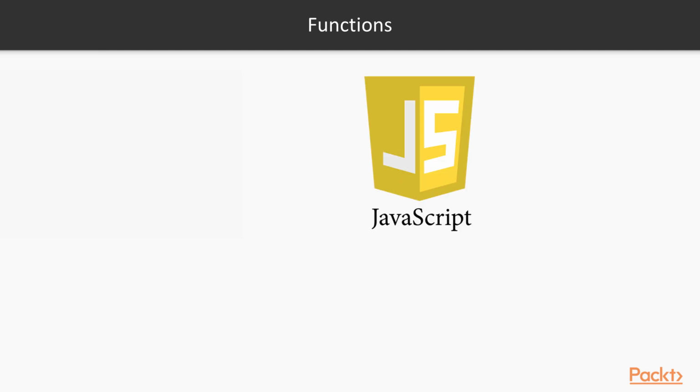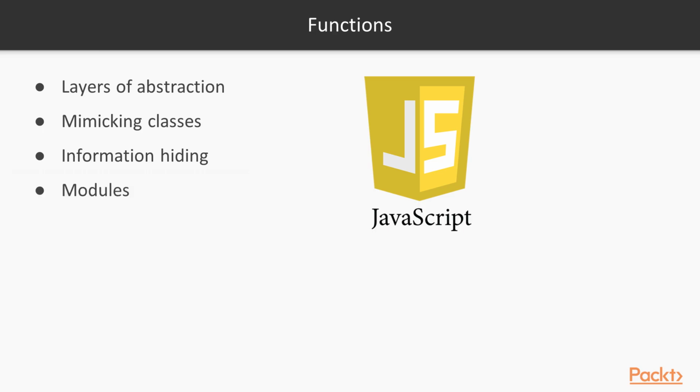In JavaScript, functions are declared as blocks of code designed to perform a particular task or set of tasks, which is executed when something invokes or calls it. We could say that functions are the fundamental building blocks of any JavaScript application. They are how you build up layers of abstractions, mimicking classes, information hiding, and modules.